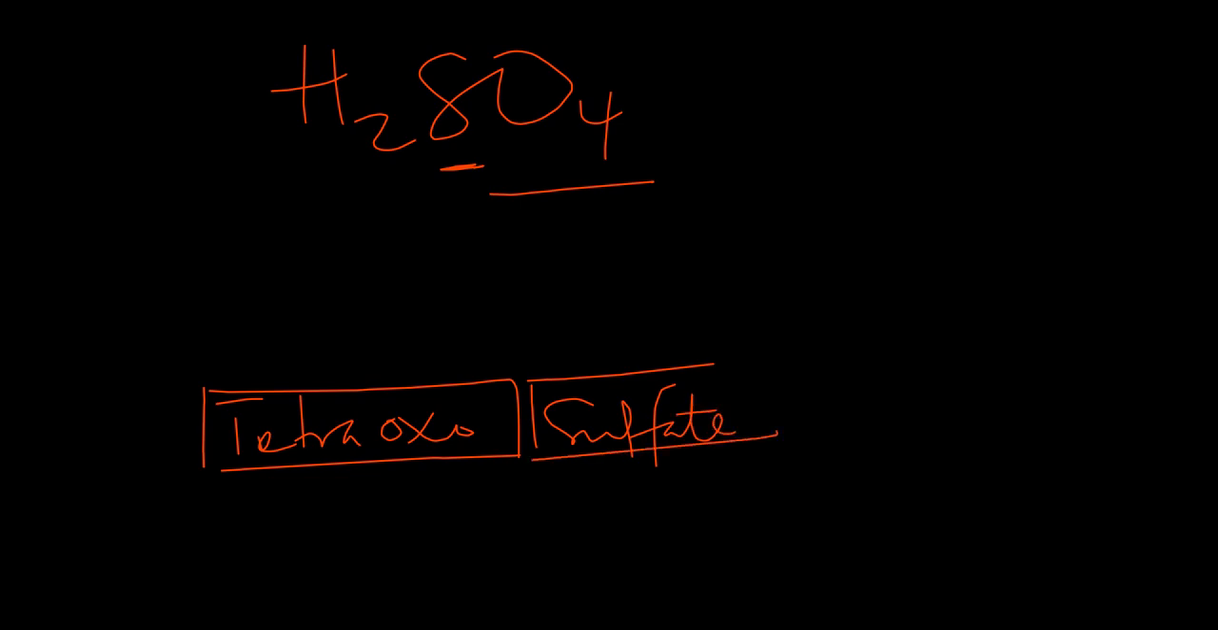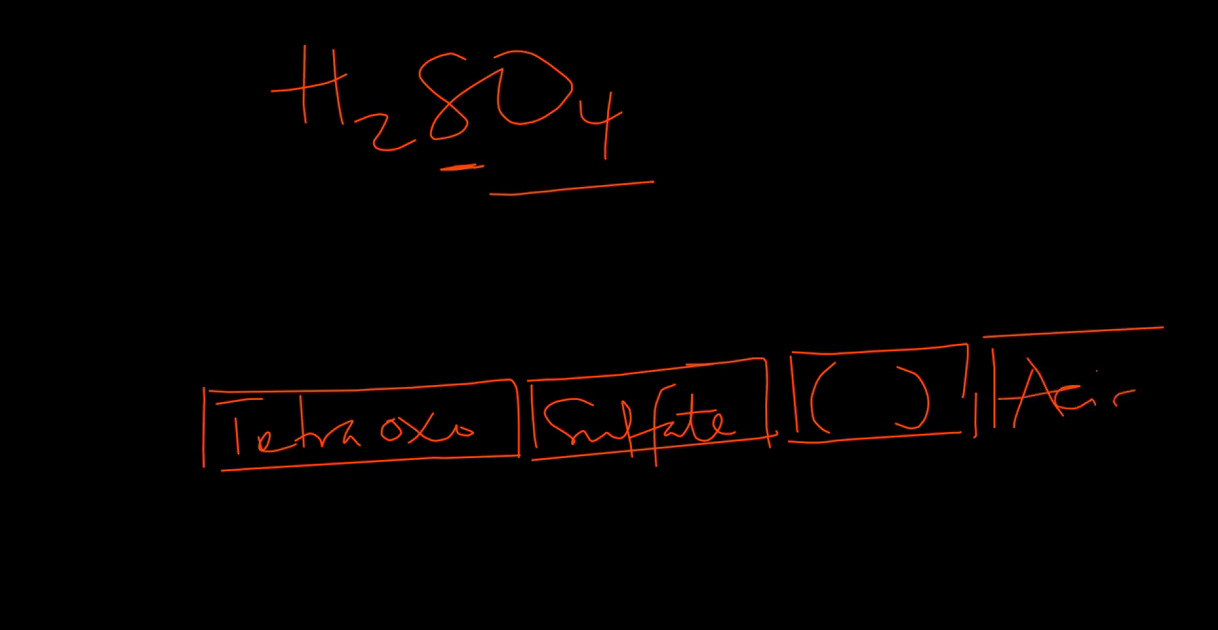Then you identify the oxidation state of the sulfur, and that should be in parentheses here. Then the last part will be acid. So it ends with acid. Remember, in oxo anions, it ended with ion. So that's the difference between the two.